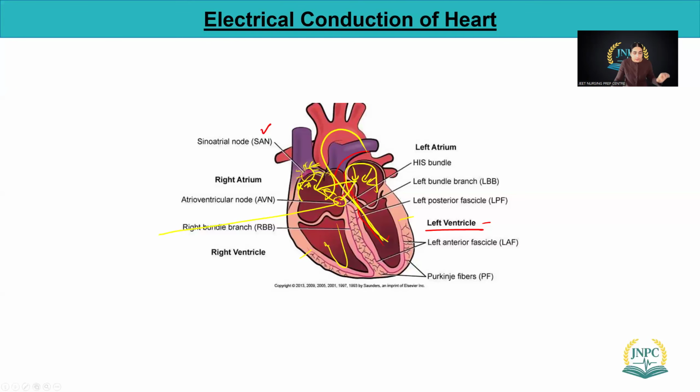Okay, from up to here, the impulse will travel further down to stimulate the ventricles. Now, if you really see here, we have the bundle of His. Some people call it bundle of His bundle. Anyway, it is both ways. Now, where is it? If you really see here, the AV node, and right after that, we have the bundle of His. The AV node is going to receive the impulse from the SA node, and from the bundle of His it will go downwards.